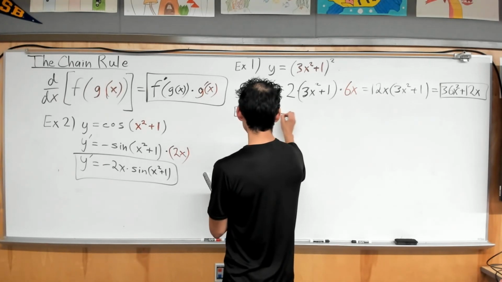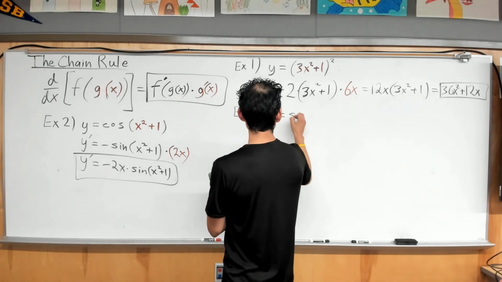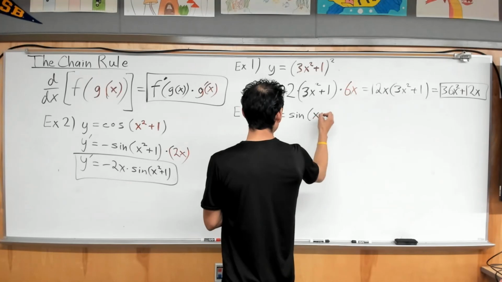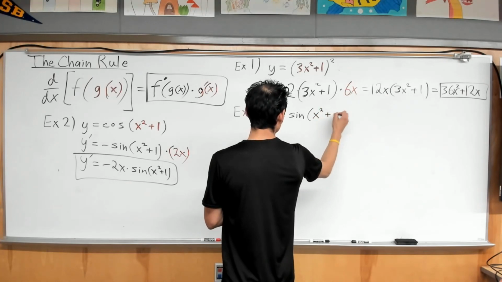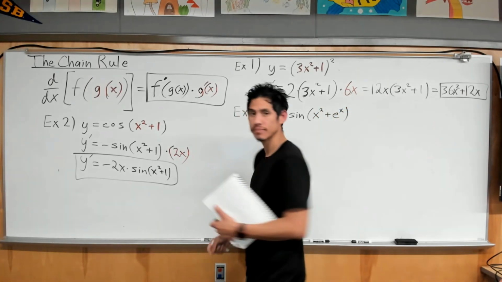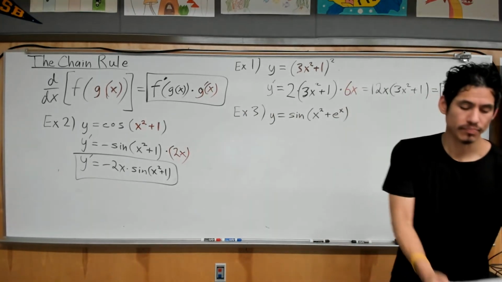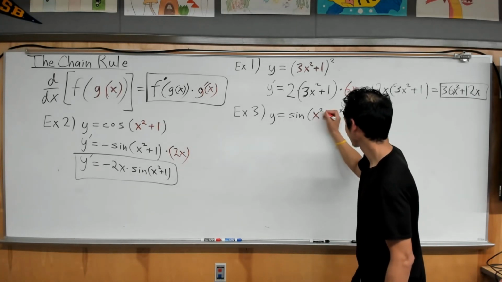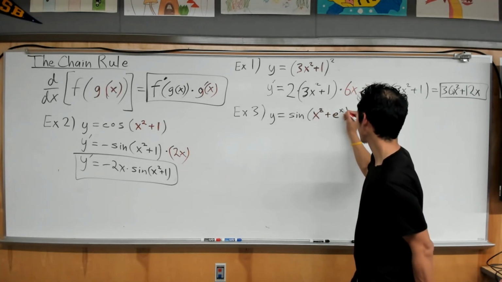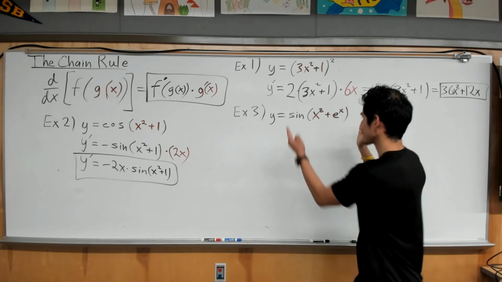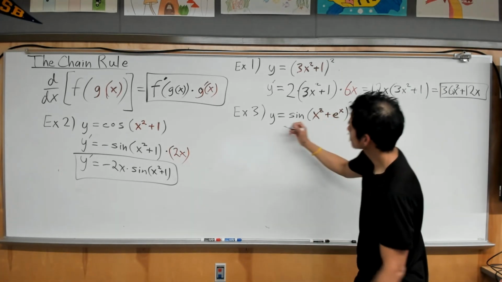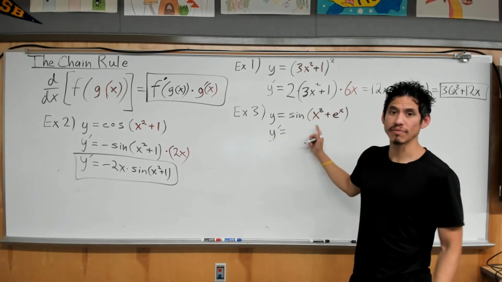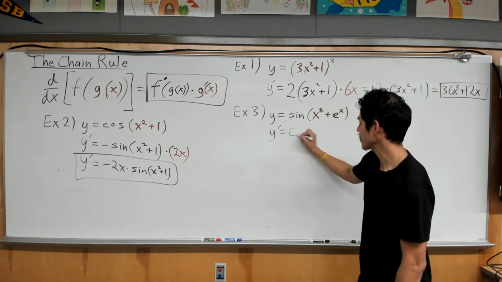We have y equals sine of x squared plus e to the x. The inside is this, x squared plus e to the x. The outside is the sine function. So y prime will be equal to the derivative of the sine function, which is the cosine function.